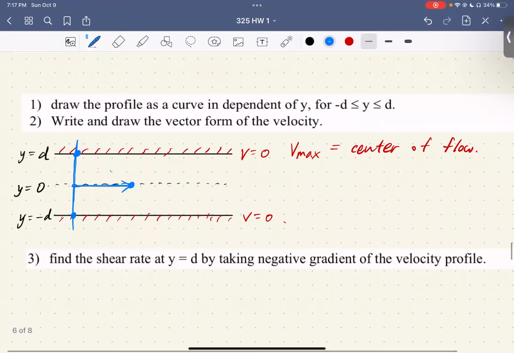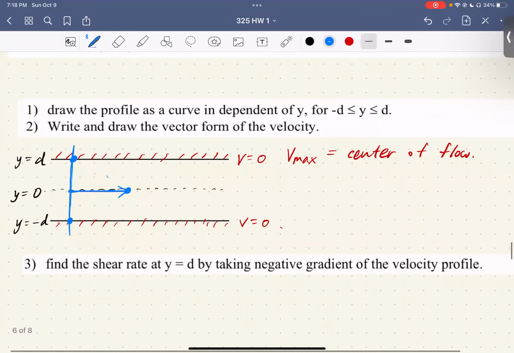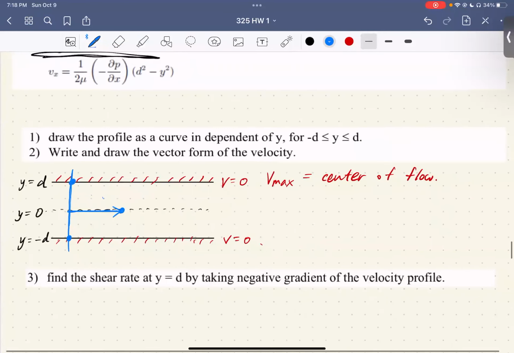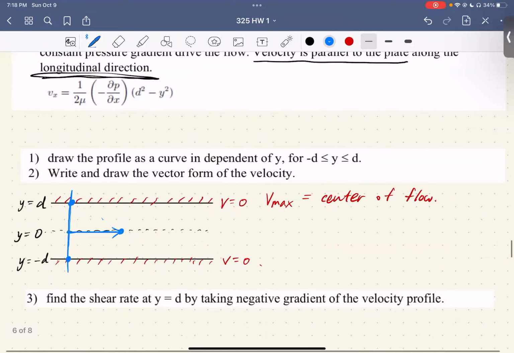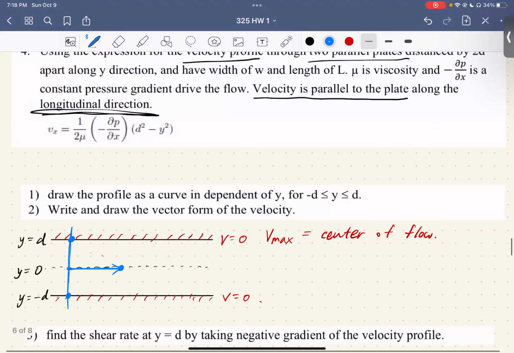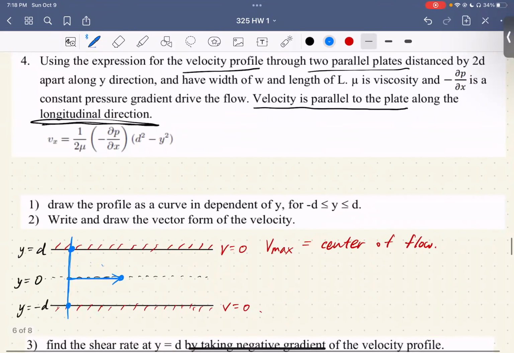Great, and then it also asks to write and draw the vector form of the velocity. Well, we already kind of did it right here, but what is the vector? Is the vector going in the Y direction? No, it's going in the X direction, as shown in this picture. Great, and I do want to make a note. It's asking for the vector form of the velocity. Well, you are given the velocity profile.